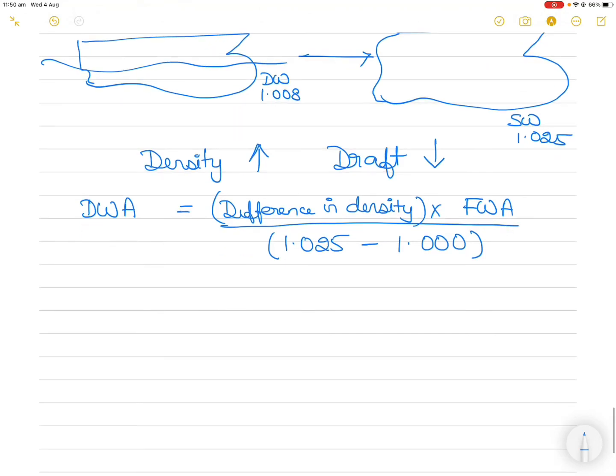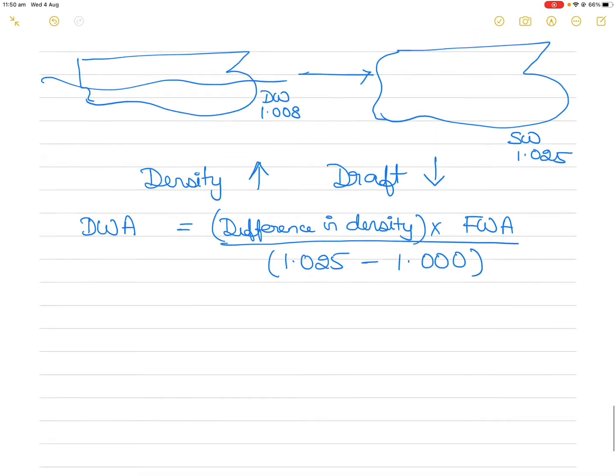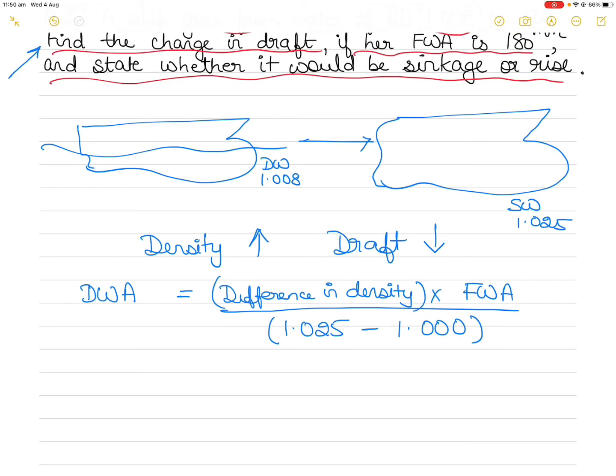So we already know draft will be changing: because the density is increasing, draft will be decreasing. All we have to do now is find the change in the draft. If we find the change in the draft, we know that the vessel will rise. It will move from lesser density to higher density. So vessel will rise, of course. Density is increasing, draft will decrease, so the vessel will have to rise and the water level will become lower.